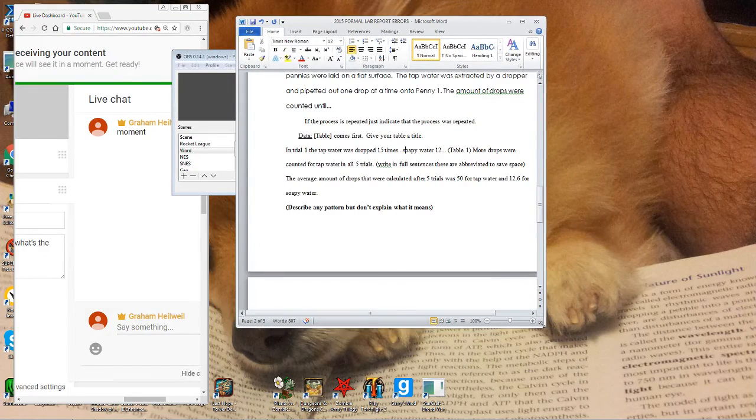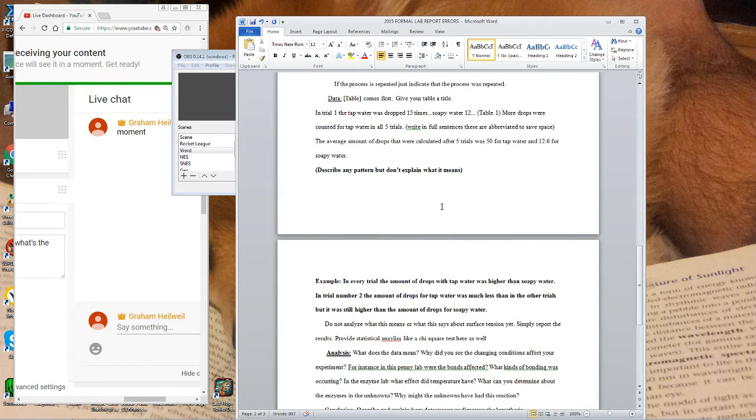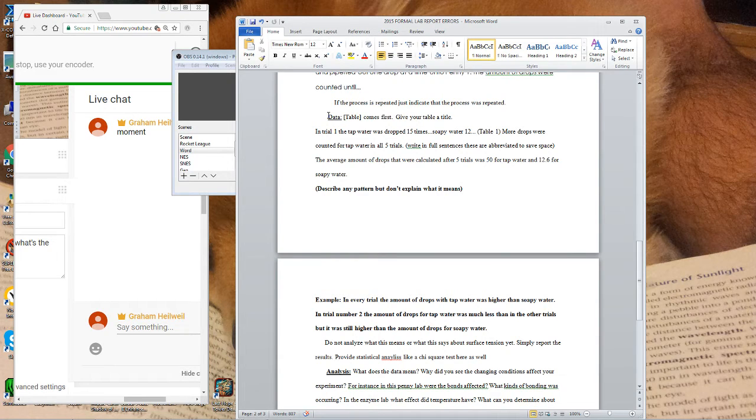So here is the part of the lab report where a lot of people lose a lot of points. The bulk of the points that I've had to take off of lab reports has definitely come from this. Okay, so your data section would come next. If you have a data table of some kind, make sure that comes first.